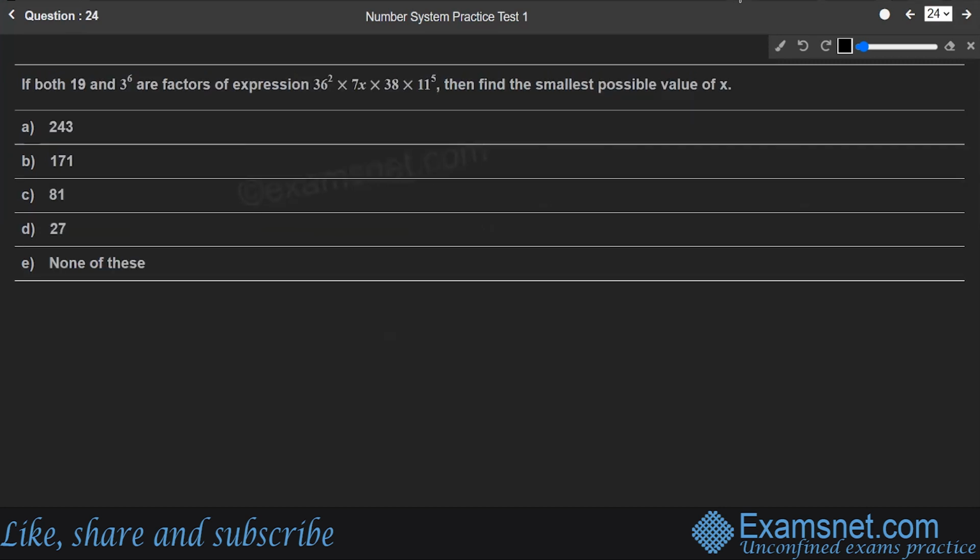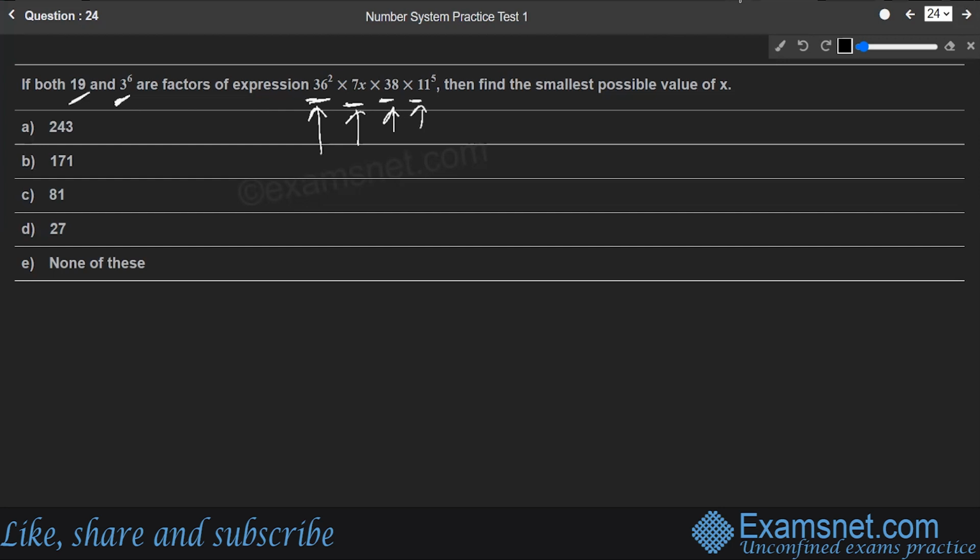Now, if both 19 and 3 to the power 6 are factors of the expression 36 square into 7x into 38 into 11 to the power 5, then find the smallest possible value of x. So in these types of questions, what do we do? We try to do the prime factorization. We do the prime factorization of the expression, and then we check how far we are from the required prime factors. So let us do the prime factorization first.